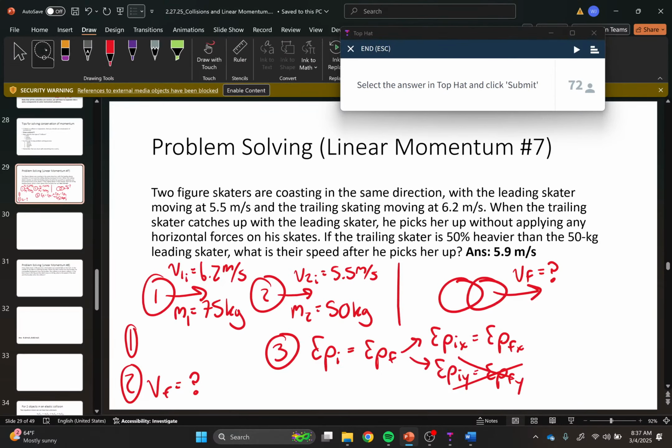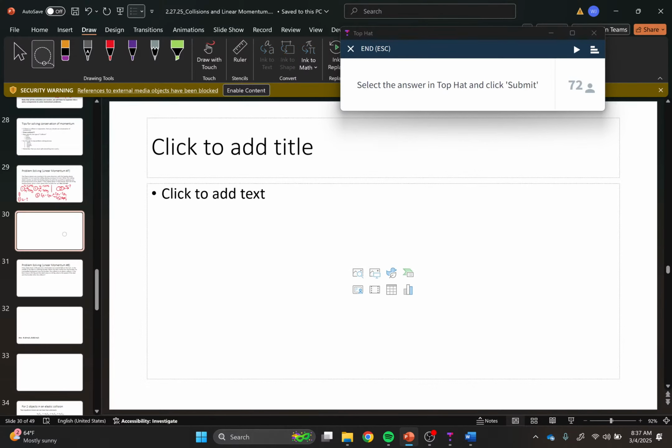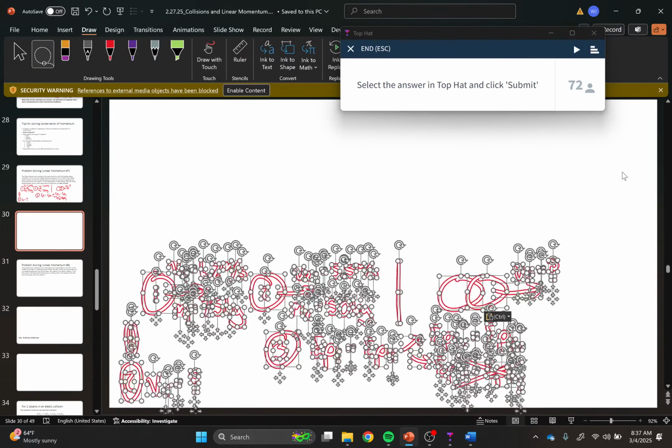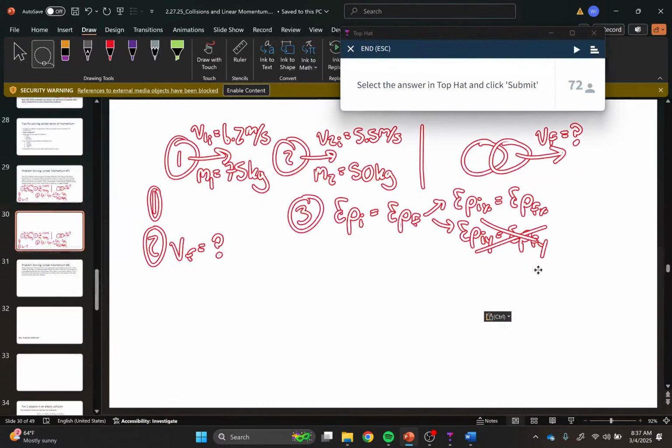Oh, sorry, I already solved it. I got the final answer. Sorry, I took the moving and then the mass of the traveler, mass of the leader, all of that.